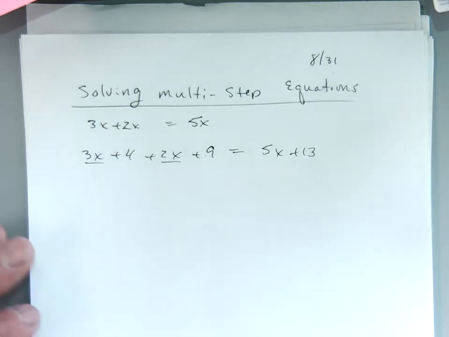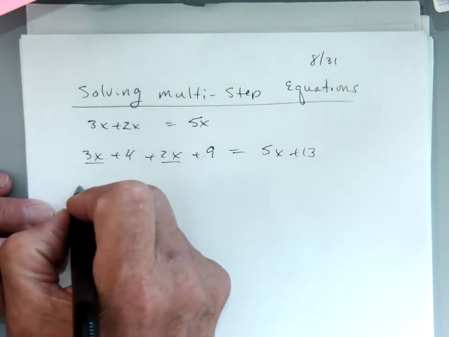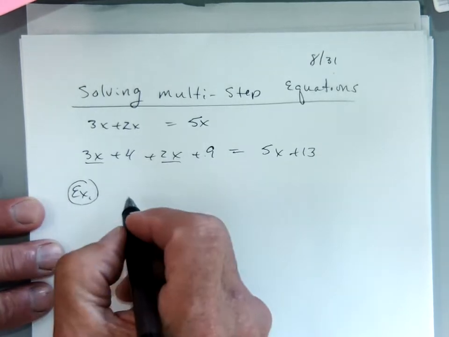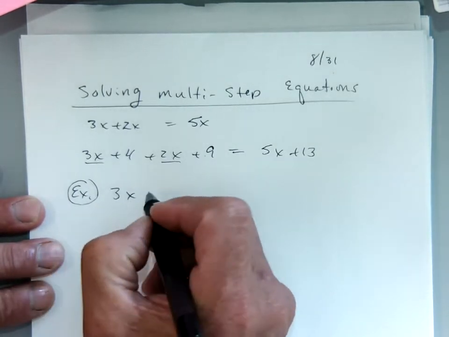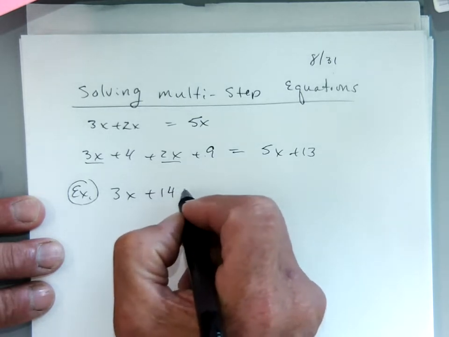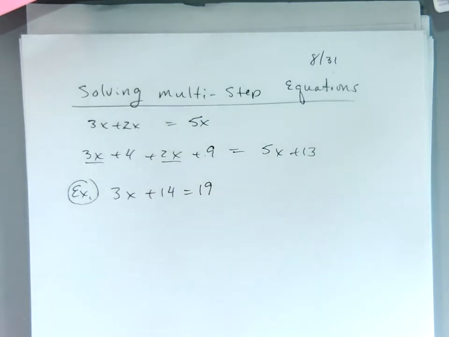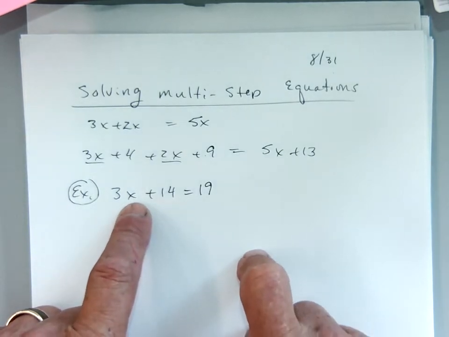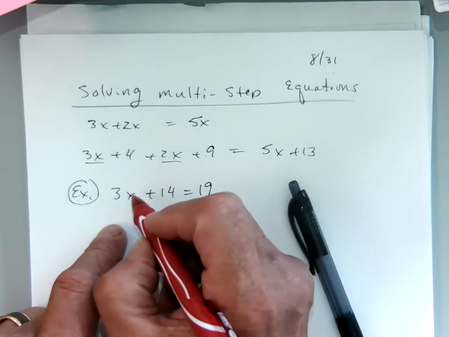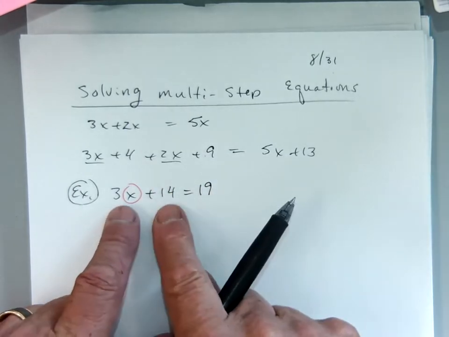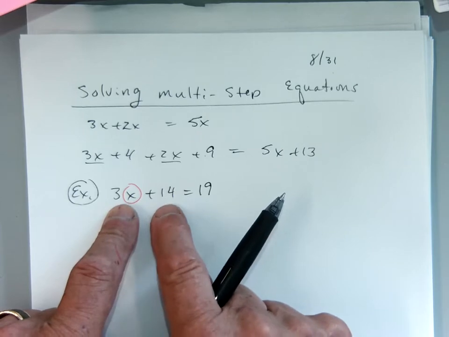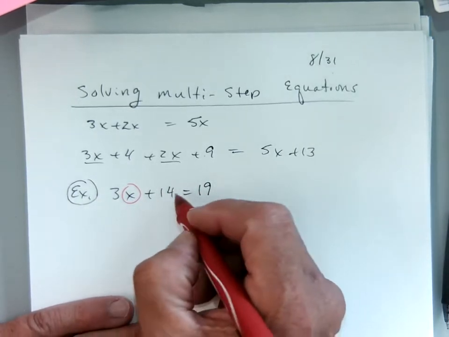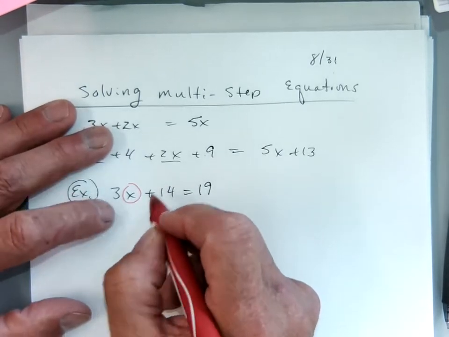So, let's start with example 1 on solving multi-step equations. First example, we had in class a 3x plus 14 equals 19. Okay, we need to get x by itself. There's the x variable. To do that, we're going to get rid of the numbers around it. I'm going to get rid of the 14 and the 3. So I will start off with positive 14. I'll get rid of that first because it's the one on the end.